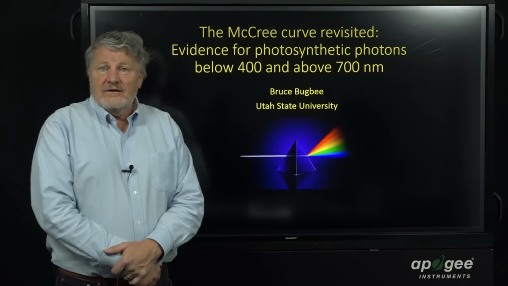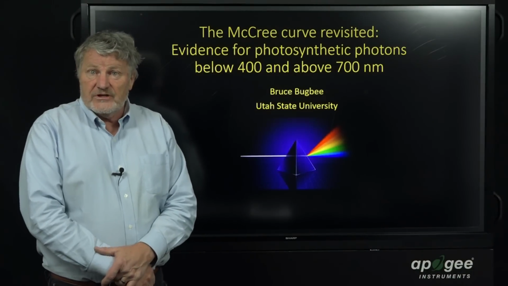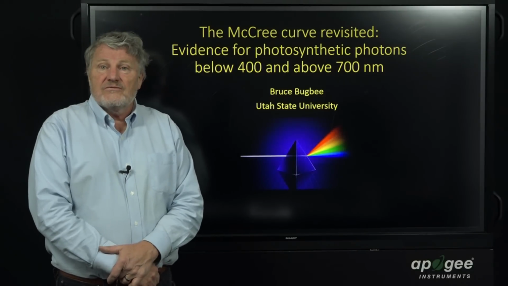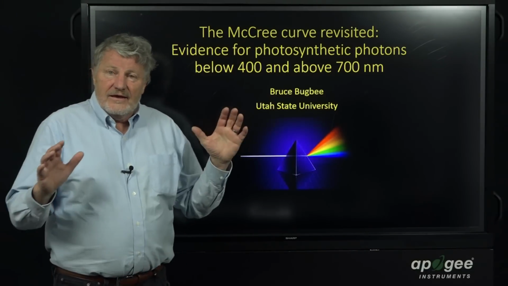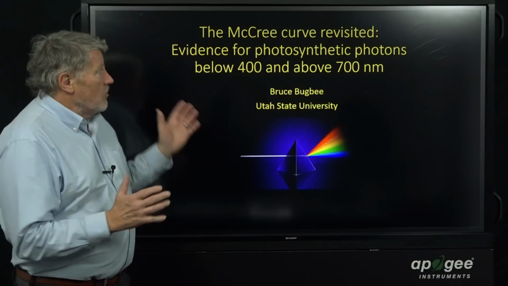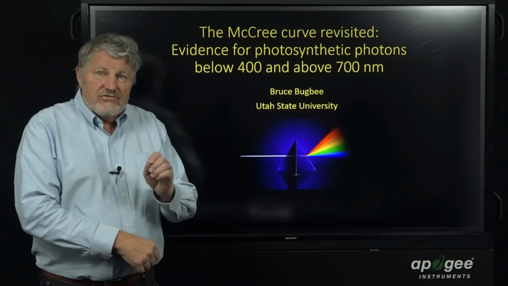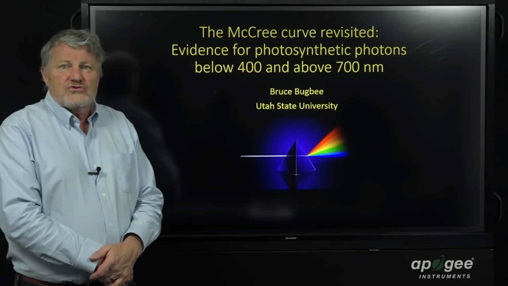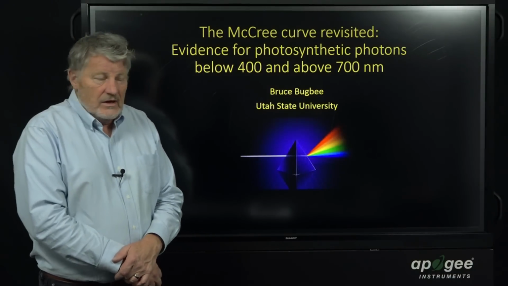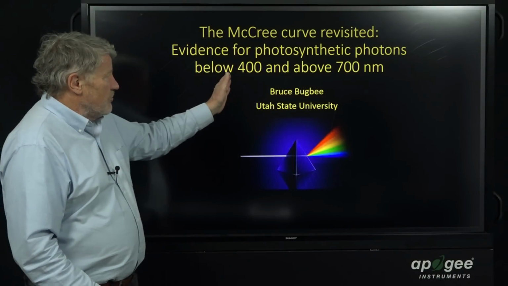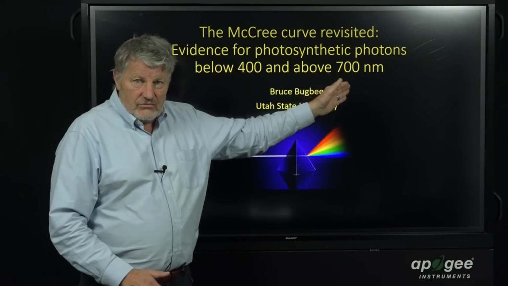I'm Bruce Bugbee, president of Apogee Instruments and also professor of crop physiology at Utah State University. In this talk today, I want to talk about modifications to our fundamental understanding of photosynthetic radiation. And I especially want to talk about the two edges of the cutoffs at 400 and at 700.